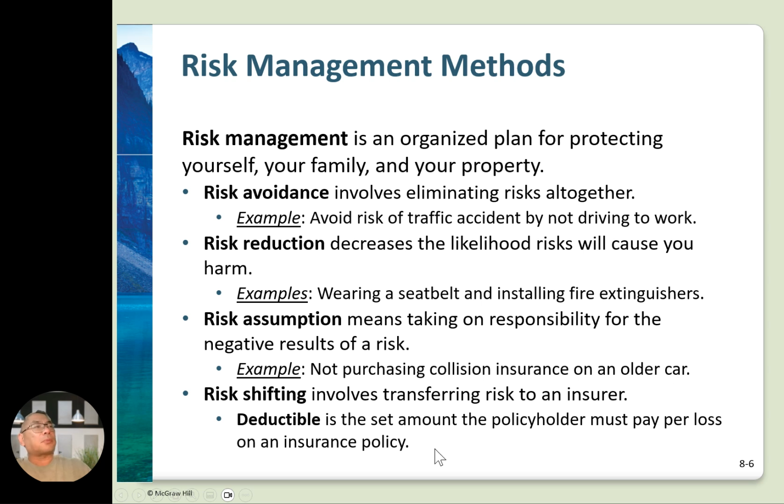Risk shifting involves transferring risk to an insurer. A deductible is a set amount the policyholder must pay for a loss under an insurance policy. For example, you're in an accident and the cost of damage is $1 million, but you have a deductible of $500, so you have to pay $500 for your deductible. Or if you have a deductible of $1,000, you have to pay $1,000.